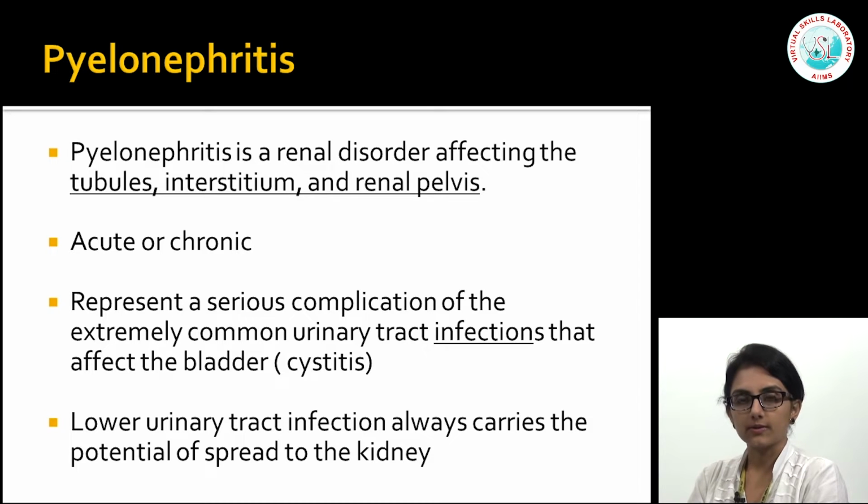Just like tubulointerstitial nephritis, it could be acute or chronic, and it mostly represents a serious complication of the extremely common UTI or urinary tract infection that affects the bladder, which we call cystitis. So it's important to remember that every lower urinary tract infection always carries the potential to spread to the kidney to cause the more severe pyelonephritis.